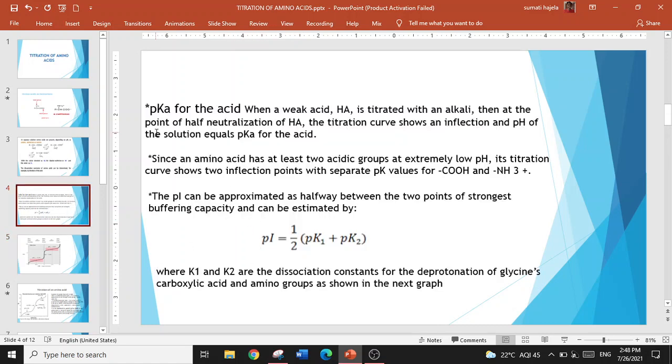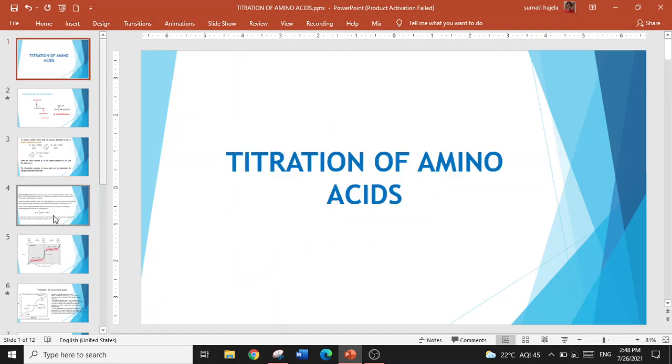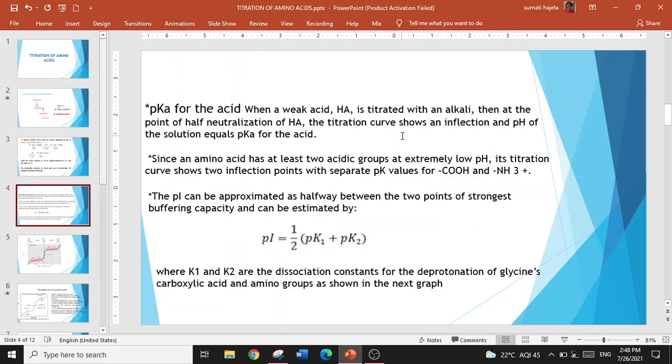So this dissociation constant for the acid, if it is weak, can be calculated, and addition of alkali is required, and HA can be calculated, and the pH of the solution equals the pKa of the acid. Since an amino acid has at least two acidic groups, at extremely low pH its titration curve shows two inflection points with separate pK values for the carboxylic group and the amino group.